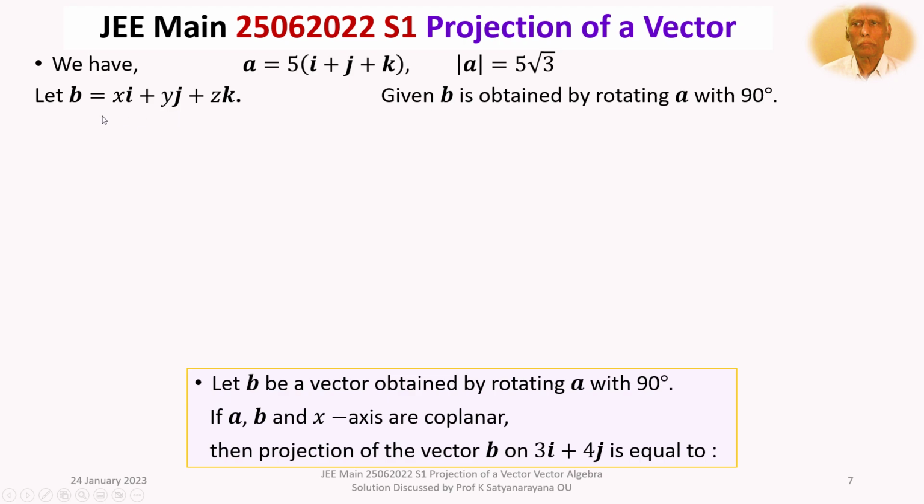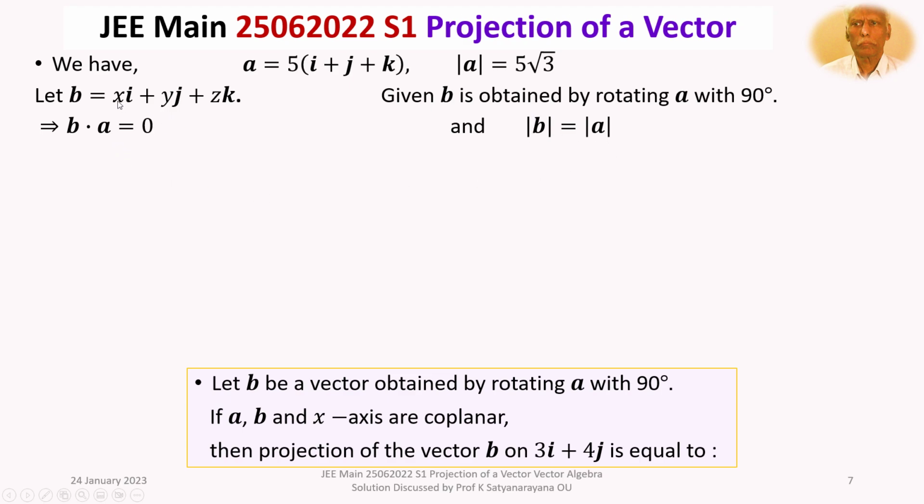That means A dot B is 0, because B is obtained by rotating A by 90 degrees. Further, by rotating A, we got B. By rotation, the modulus will not change. Therefore, mod of A is equal to mod of B. So two things we will write: B dot A is 0 because it is 90 degrees, and mod B is equal to mod A.